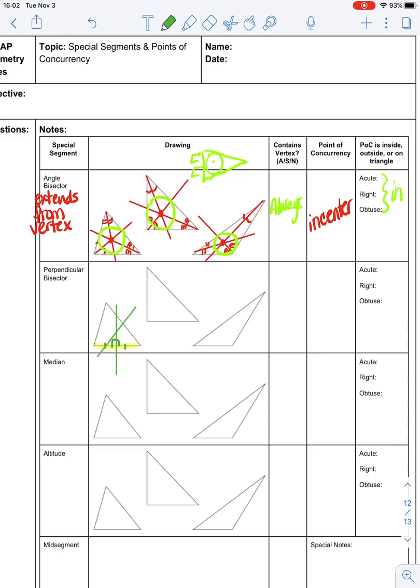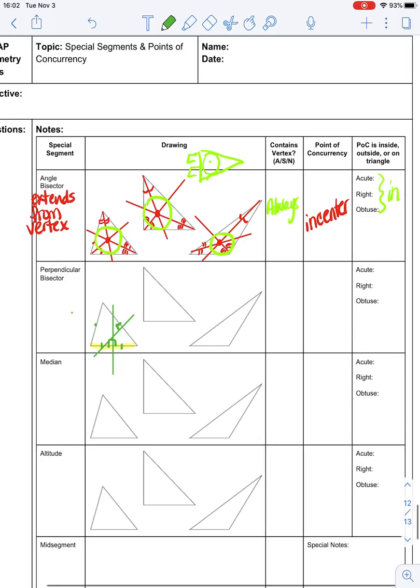Now, if I draw in all of them, I'm just going to eyeball it, and bisect it, so I'm going to go through that point. That was not a very good line. Now what I notice is that they all intersect. So in an acute triangle, the perpendicular bisectors intersect inside.